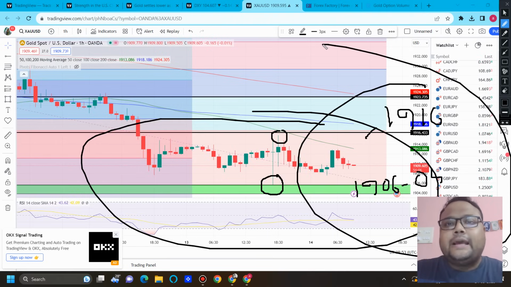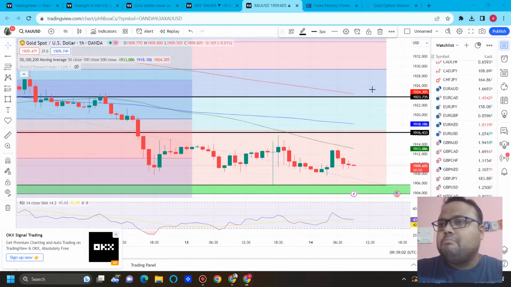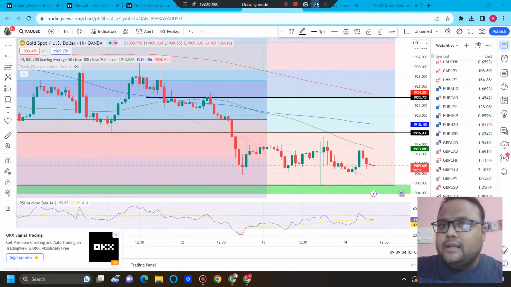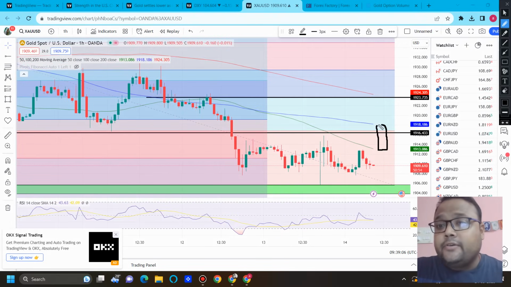So as long as the market is trading inside the range before the news, keep in mind, before the news, you can buy at support, sell at resistance. But if you see the market going up, standing at the resistance with a big green candle, obviously the market is going to break the resistance. Common sense. So in that case, your second selling opportunity will be around 1923.